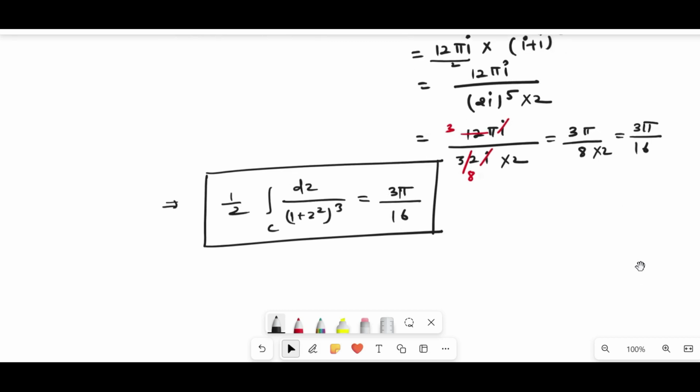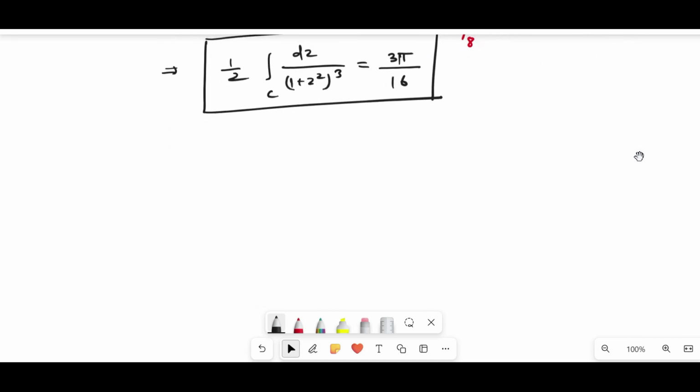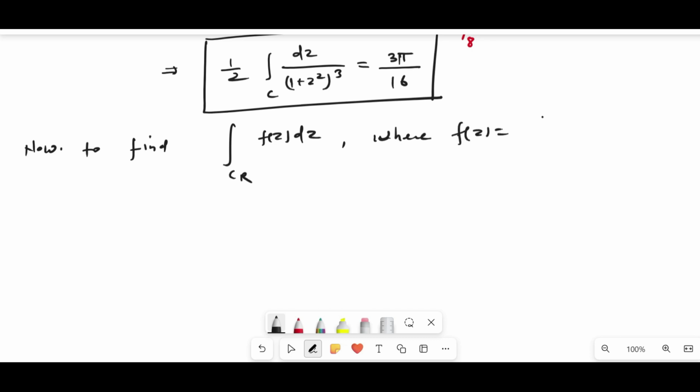Now we need to calculate, to find the integral over the curve C of f of z dz, where f of z is equal to 1 by 2 times (1 plus z square) to the whole power 3.